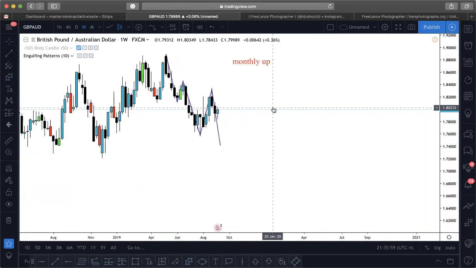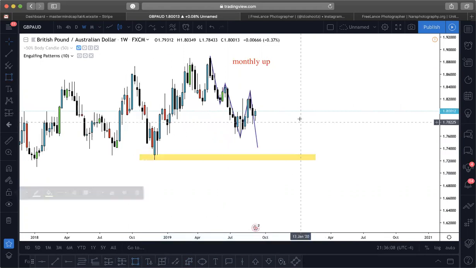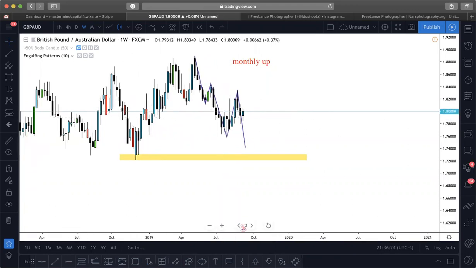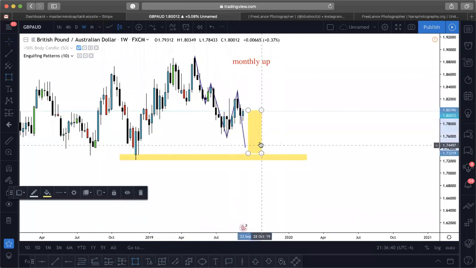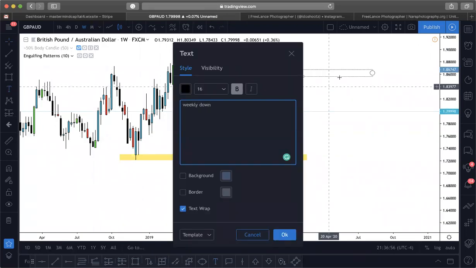Now, if you were a trader trading in the monthly, weekly, daily time frame, you know that this is the lowest point on the monthly chart. So you can take longs as long as it doesn't pass this level, if you trade in a monthly chart. So if you trade in a monthly chart, then you're only looking for longs. If you trade in the weekly chart and the weekly trend is down, you could look for shorts, but you could only look for shorts down to this level. So the monthly is up. The weekly is down.